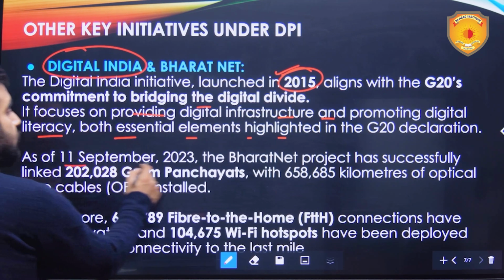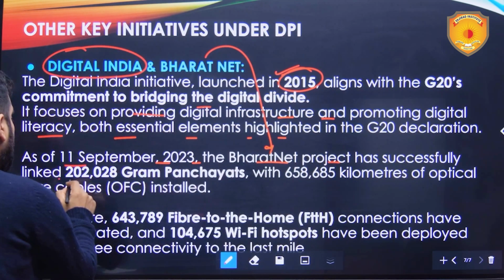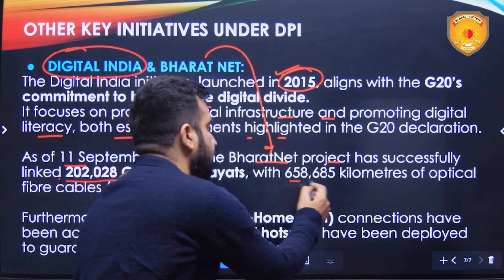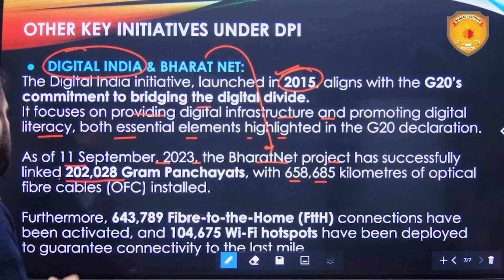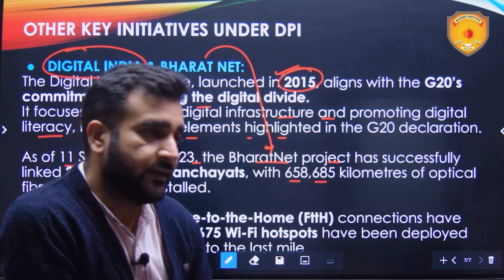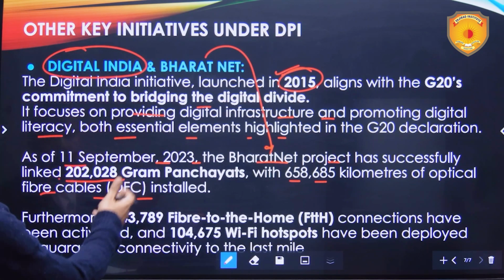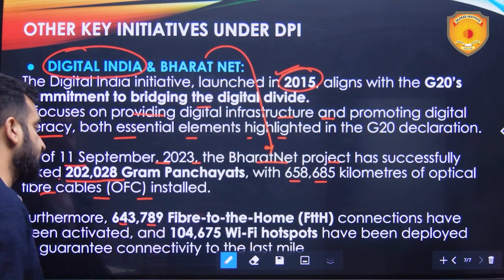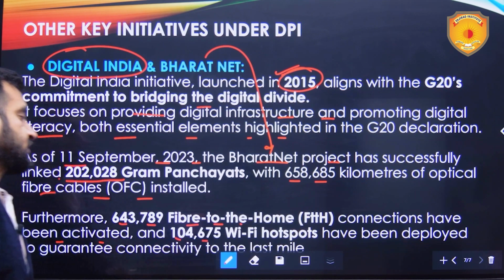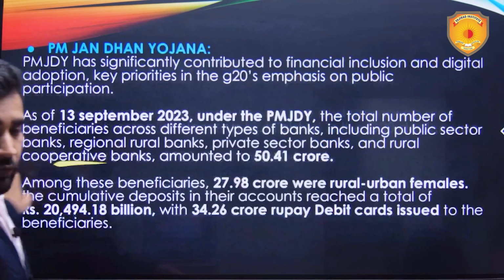Now, as of 11 September 2023, the BharatNet project, the second one, has successfully linked 2,02,028 gram panchayats with 6,58,685 kilometers of optical fiber cables installed. BharatNet aims to provide broadband services in the rural areas. So this has been the achievement. Furthermore, 6,43,789 fiber to the home connections have been activated and 1,04,675 Wi-Fi hotspots have been deployed. So internet penetration is happening more and more.